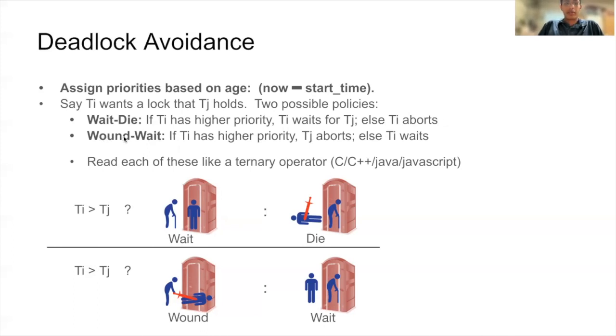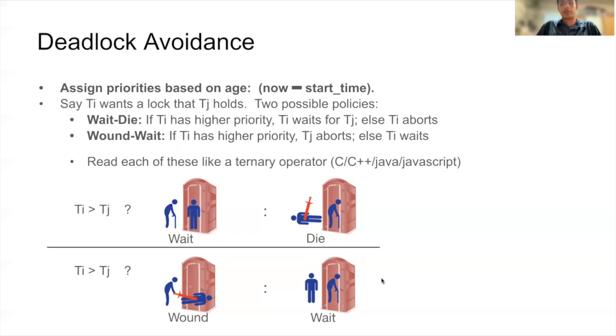In wound-wait, if it's an older transaction and it wants a lock that a younger transaction holds, it's going to wound the younger transaction. It's going to kill the younger transaction. We're going to abort the younger transaction and give the lock that the younger transaction held to the older transaction. Otherwise, if it's the younger transaction that wants a lock that the older transaction has, we'll tell the younger transaction to wait its turn.